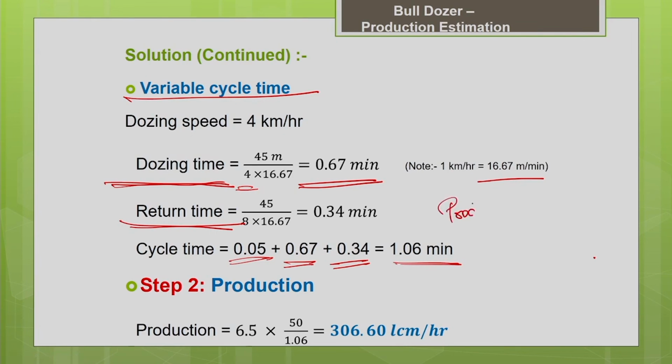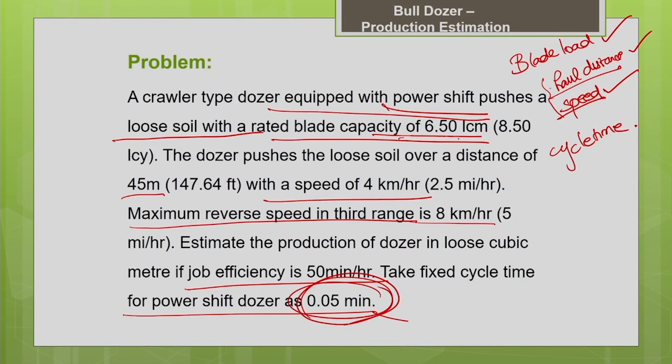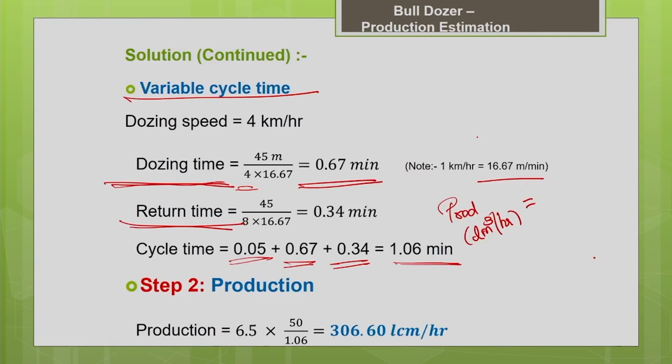Now you calculate the productivity. I need the productivity in loose meter cube per hour. So how to calculate that? I know the blade load. The blade load was given to you as 6.5 loose cubic meter. So use this value 6.5 loose cubic meter divided by the total cycle time, 1.06 minute. I need the answer in loose meter cube per hour, so let me convert this minute into hour, divided by 60. 1.06 divided by 60.